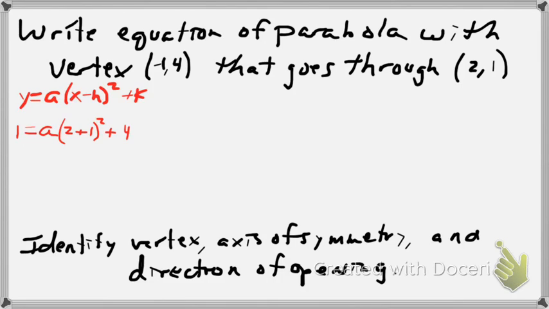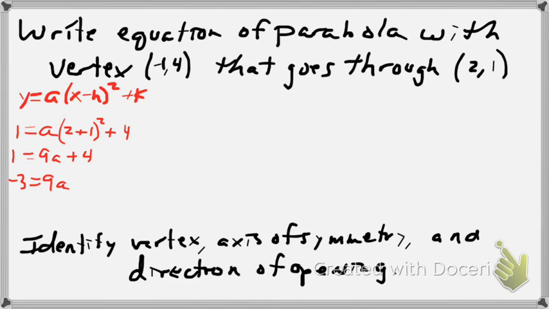So that 2 plus 1 becomes 3. And that 3 squared becomes 9. So you should have 9a. You just have to take your time and remember it's x minus h. 2 minus -1. So that's 3, and then you square it to get the 9. Subtract the 4 to the other side, get -3.